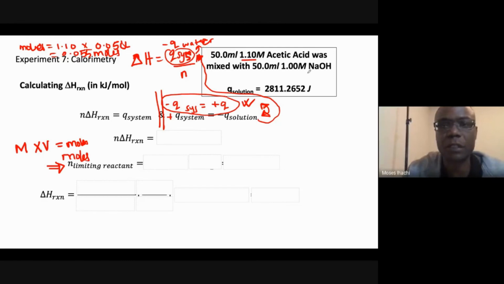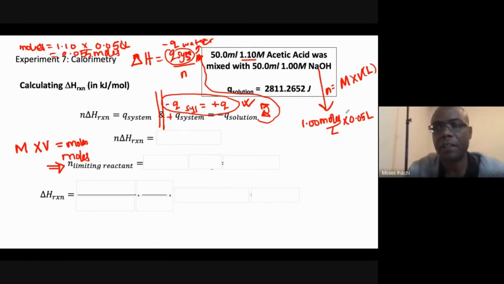Do the same thing for sodium hydroxide. It's going to be 1.0 molar. Molar means moles per liter, multiplied by the volume, which is 0.05 liters. I told you the volume must be in liters. In the formula for calculating moles, the volume must be in liters, not milliliters. So divide the 50 by 1,000, you get liters, which will be 0.05 liters. L and L cancel, so the answer is 0.05 moles.